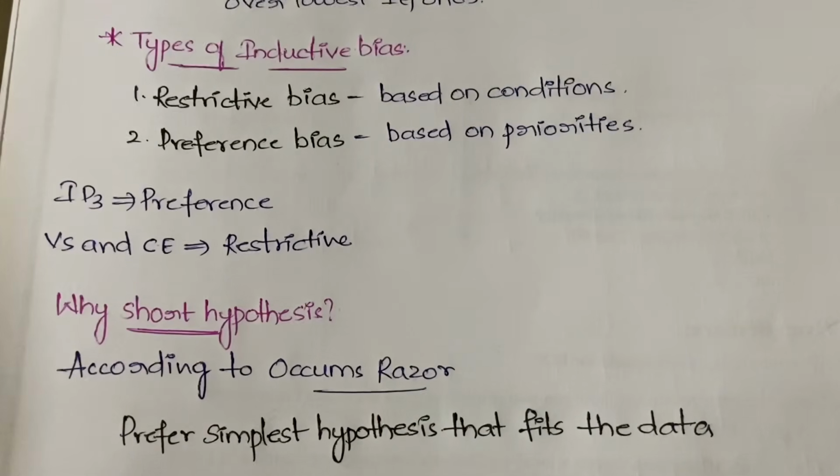Which kind of bias are we using in decision tree learning? Preference. Based on some priorities we are picking up a decision tree, right? And what are those priorities? Short tree and high information gain. Why do we need to go for a short tree? Because of the statement given by Occam's razor. Okay, done. So that's all for this video.